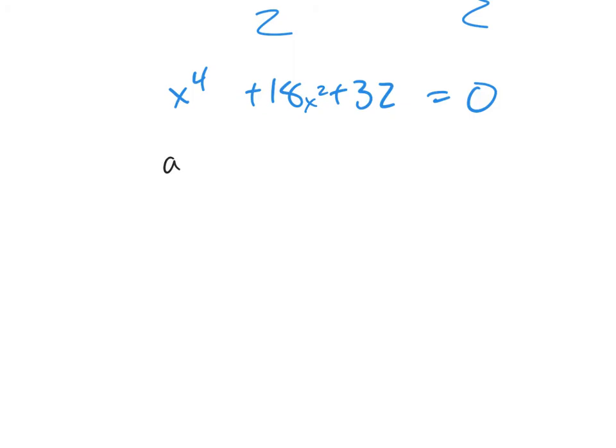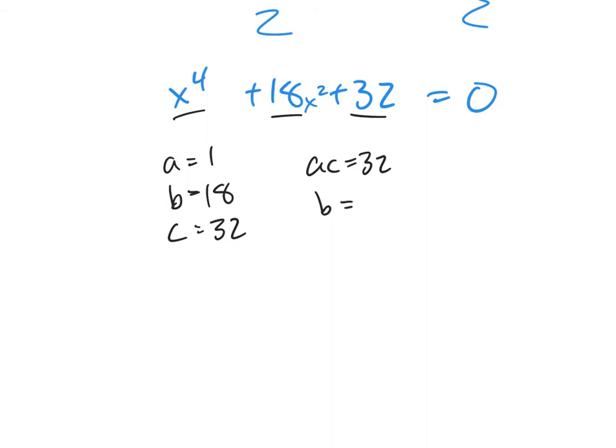What is a? a is 1. b is 18. c is 32, I know I underlined the wrong things at the wrong time, I'm sorry about that. So ac is 32, and b is 18. So we can use 16 and 2, just like we have seen before, but this time it's a little bit different.